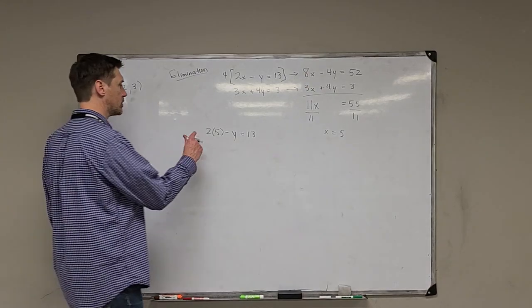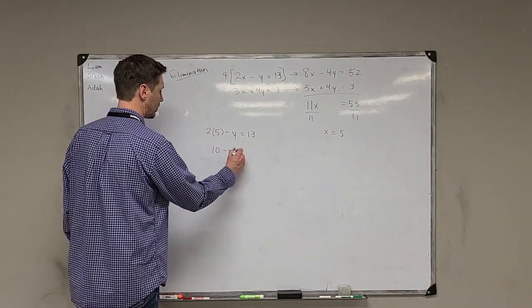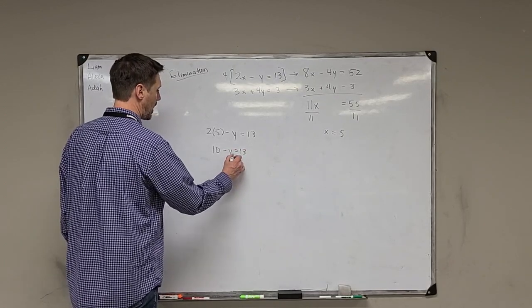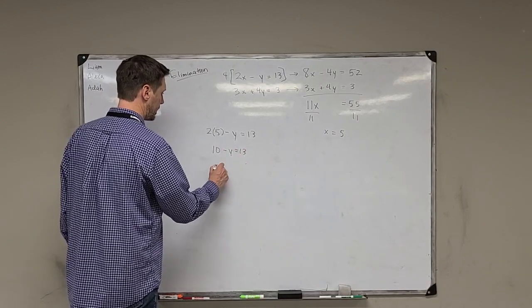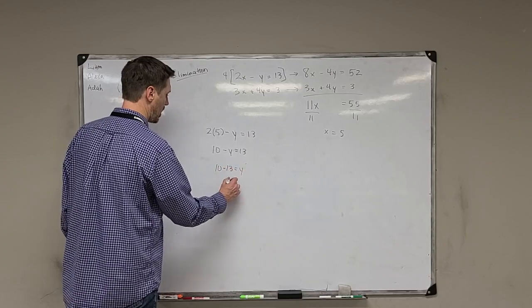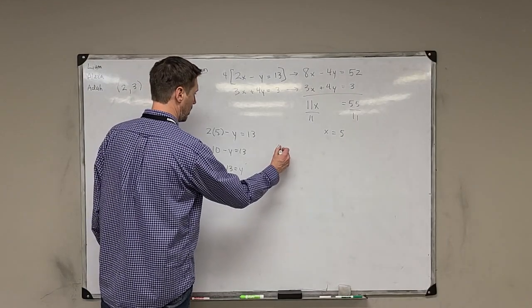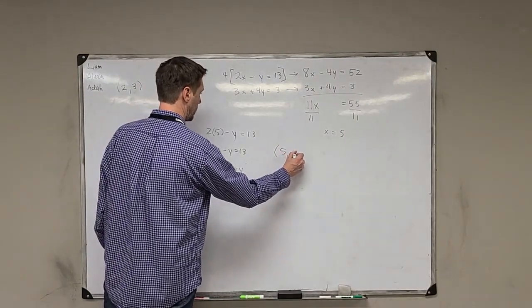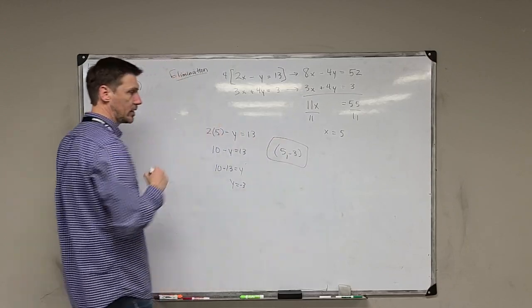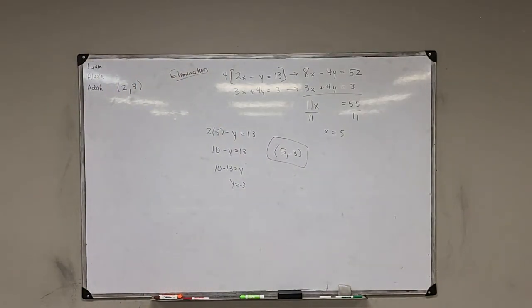Plugging my x back into the first equation, I get 10 minus y equals 13. And so if I move the y over here and move the 13 over here, I get 10 minus 13 equals y, and so y equals negative 3. I write that as an ordered pair, so my answer would be 5, comma, negative 3. That's my answer. Any questions?